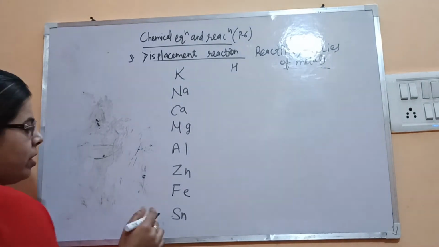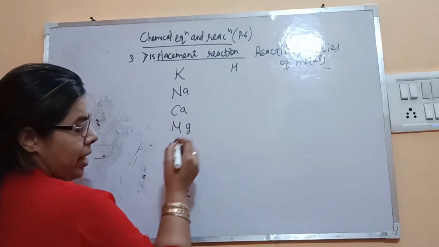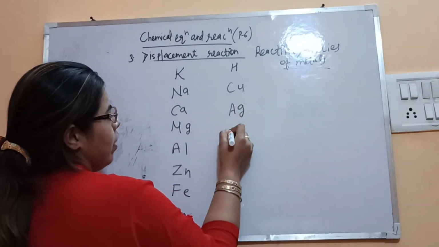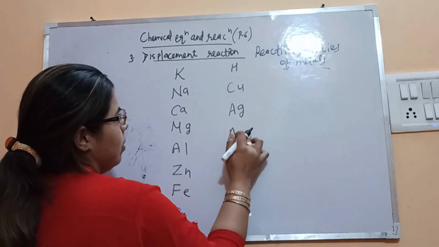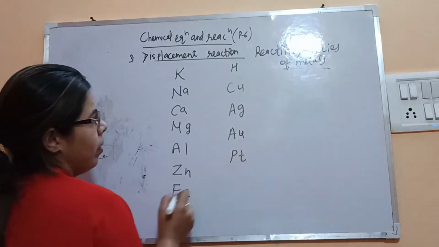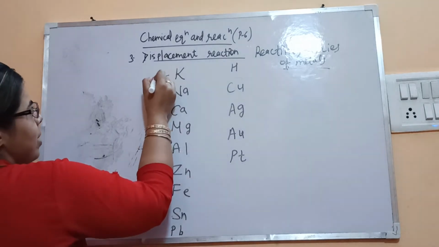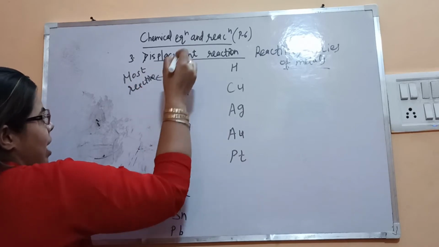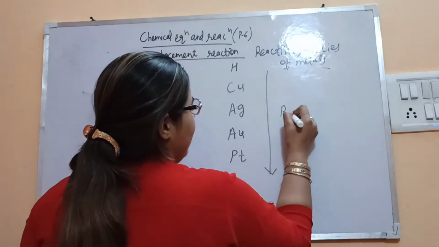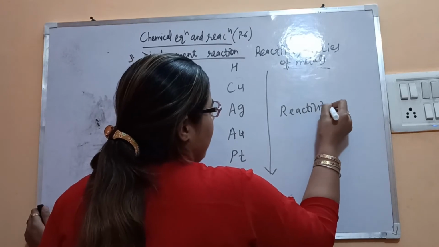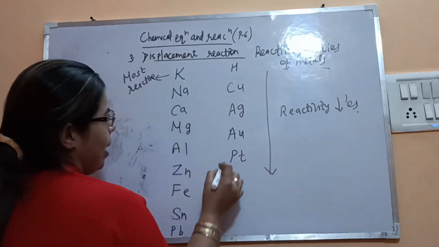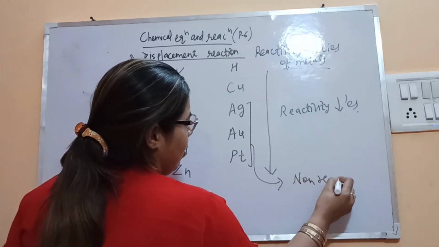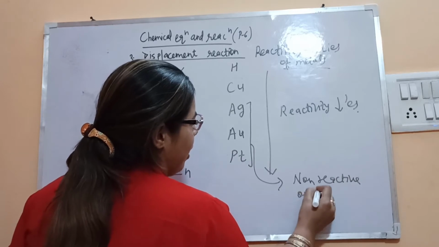Sorry, after tin lead is there, then comes hydrogen, then copper, silver, gold and platinum. So the top is the most reactive metal, and as we are moving down, reactivity decreases. And these metals you can say are non-reactive or least reactive.